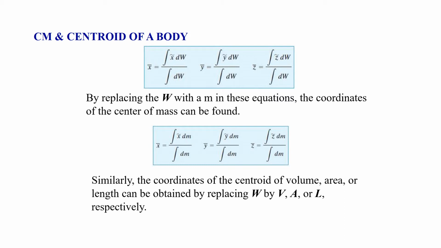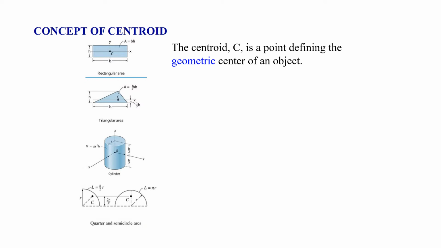Similarly, the coordinates of the centroid of a volume, area, or length can be determined by replacing w with either volume, area, or length. We'll mostly be looking at differential areas in this chapter, because we'll be trying to consider two-dimensional cross sections of a three-dimensional body. But sometimes we need to look at the entire volume, or in some applications, just look at conditions along a length. Let's take a look at the concept of a centroid.